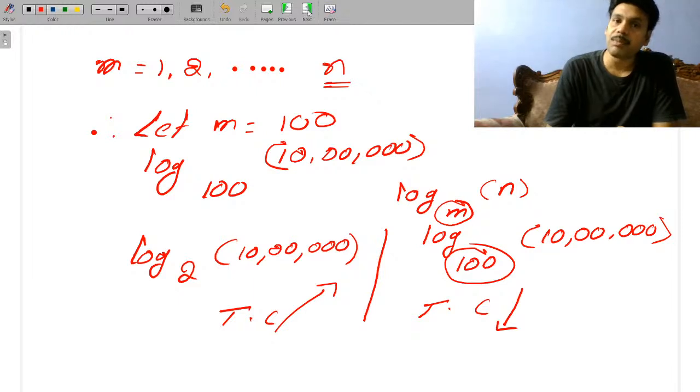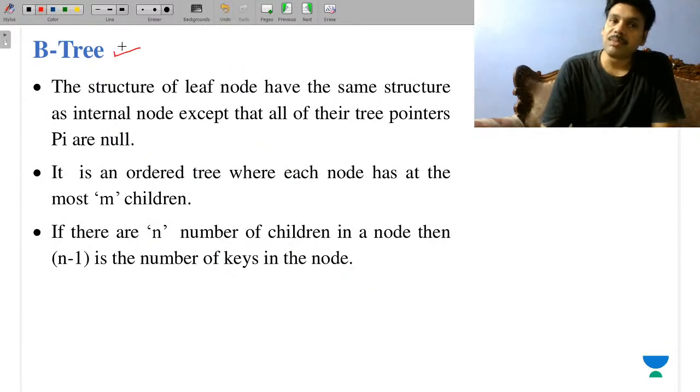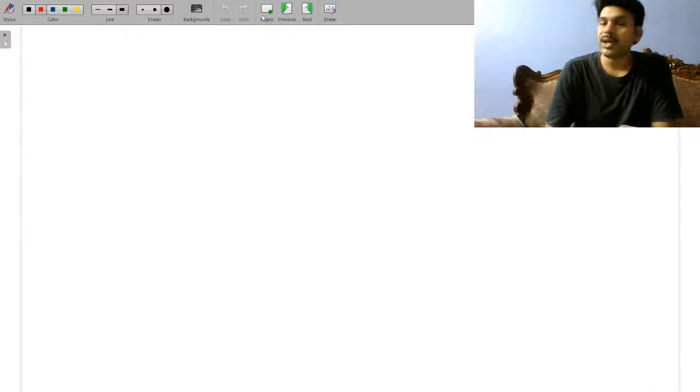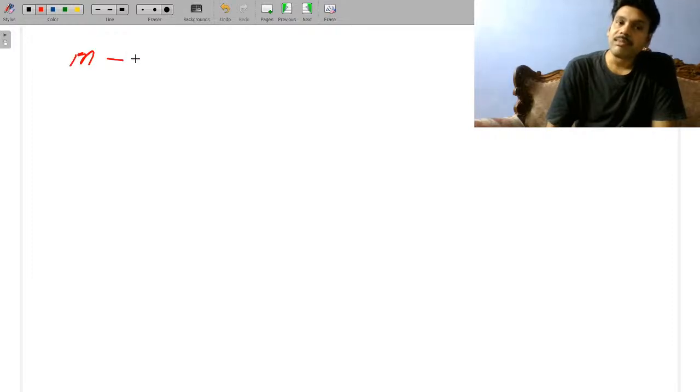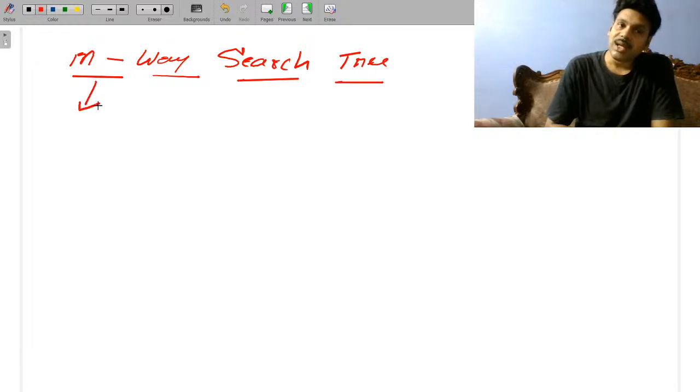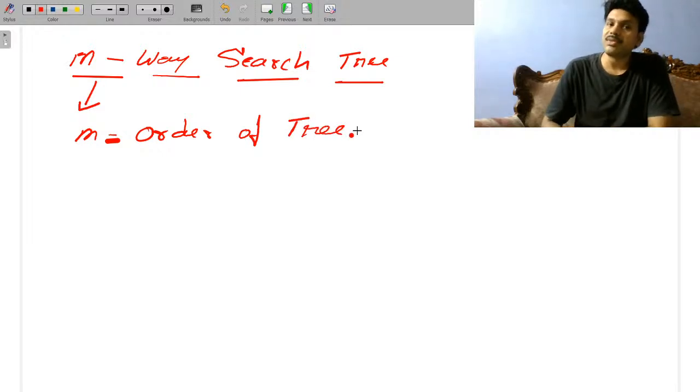So come here. What is the next important point? The next important point, the first flavor, we are going to see the concept of B tree. So what is the B tree? First, let me tell you elaborately. When I am talking about an M-way search tree, please observe, friends. Here, M is nothing but the order of the tree only. Please observe carefully.